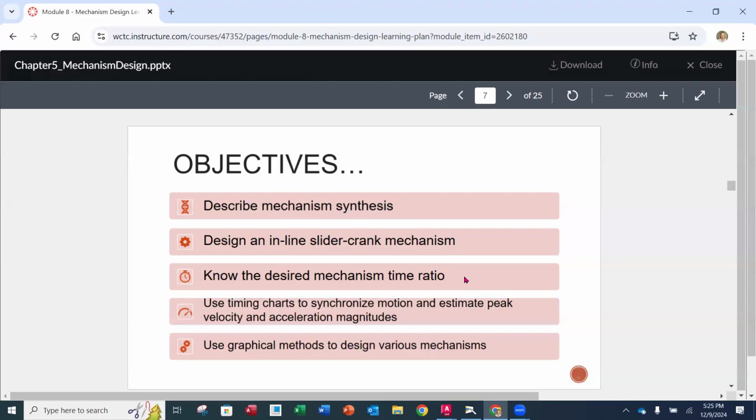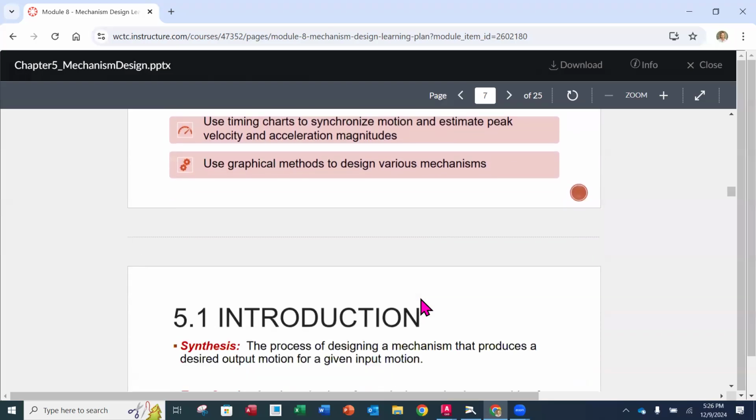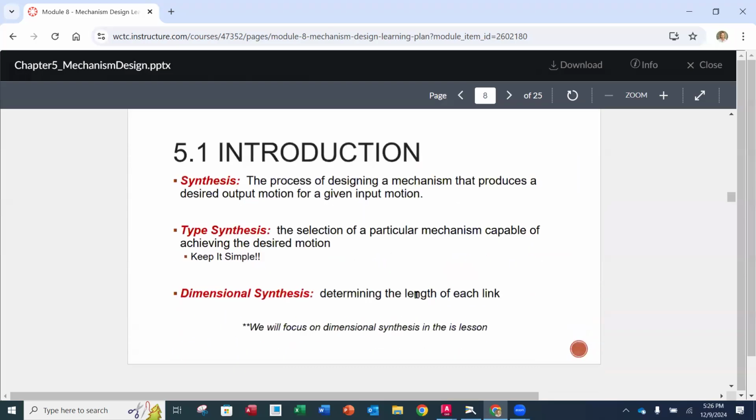We're not going to be using timing charts. I pulled that out this time because I felt like it wasn't a subject that was super important, but I didn't get it out of my PowerPoint here. So we are going to be skipping over this. But then we're going to be jumping down to using graphical methods to design our mechanisms and finish up the actual values that we need for each one of the dimensions.